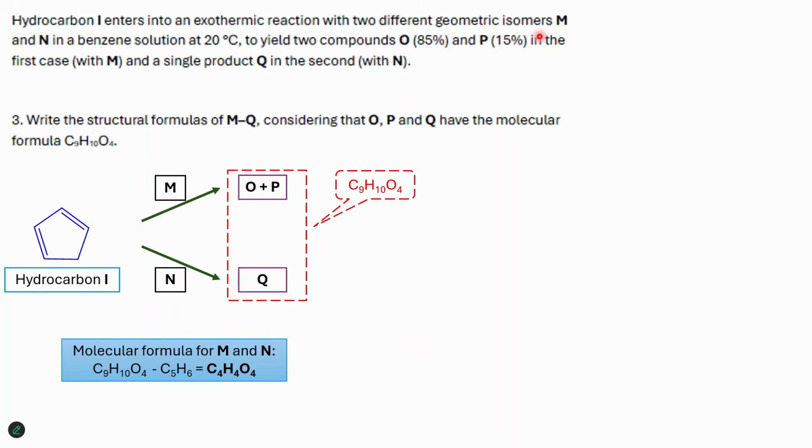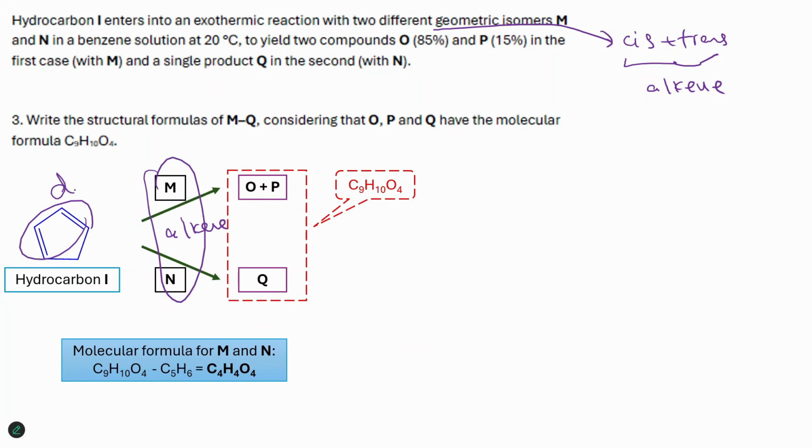So what are geometric isomers? It's actually cis and trans, right? Usually that's the most common example of geometric isomerism, cis plus trans. So what does it mean? When do we have cis and trans? We only have that in alkenes. So M and N are alkenes, and this one is a diene. So the only possible reaction here is obviously a Diels-Alder reaction of this type. We have a diene here, an alkene here. They react with each other. They give a cycle like this.